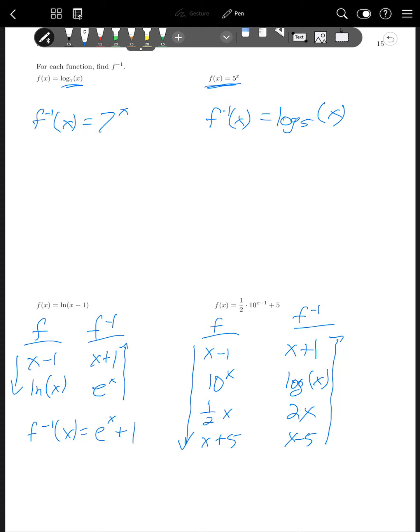Okay, so first thing we would do for the inverse here is subtract 5. Then I need to multiply by 2, so we put the x minus 5 in parentheses and multiply by 2. Then we take the log of that, so we put everything so far in parentheses and take the log. And then last but not least, we add 1.